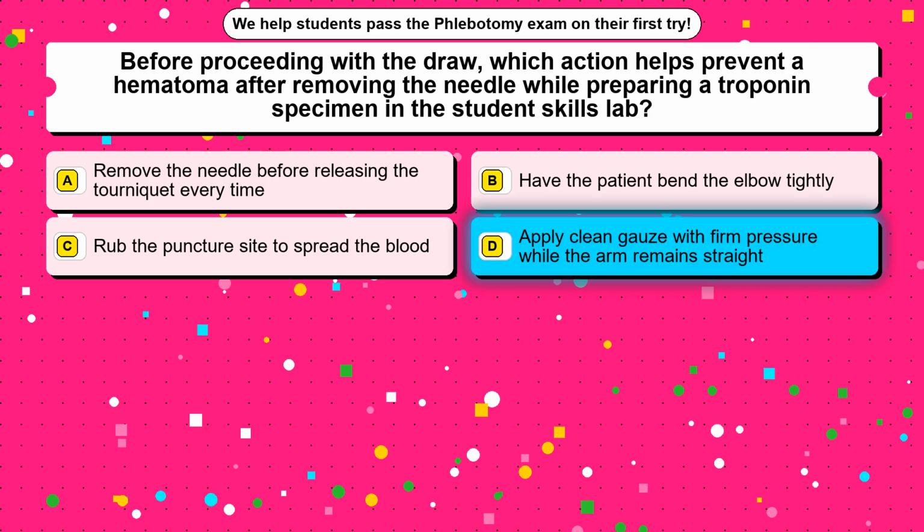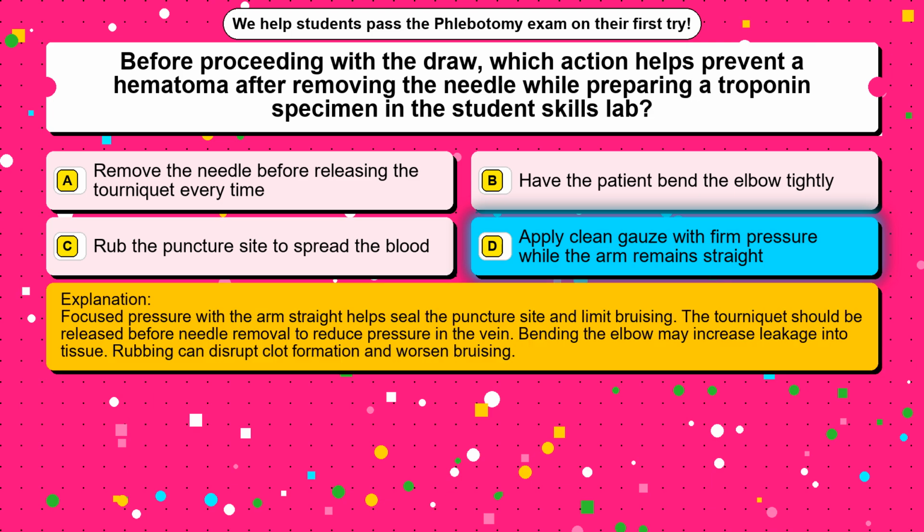The correct answer is option D. Apply clean gauze with firm pressure while the arm remains straight. Focused pressure with the arm straight helps seal the puncture site and limit bruising. The tourniquet should be released before needle removal to reduce pressure in the vein. Bending the elbow may increase leakage into tissue. Rubbing can disrupt clot formation and worsen bruising.